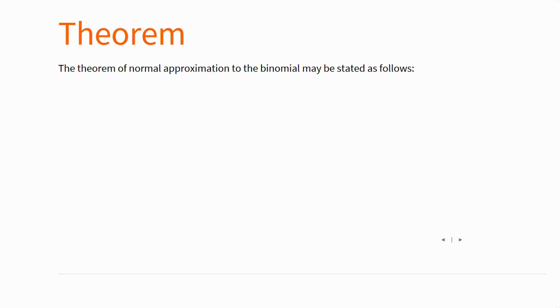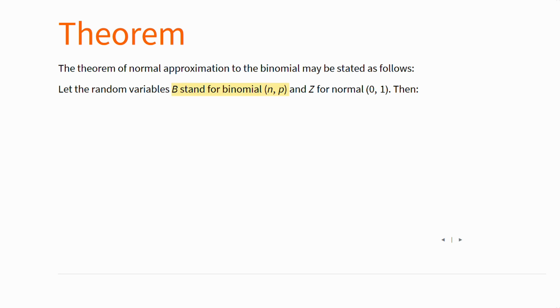So what's the claim? The theorem of normal approximation to the binomial can be stated as: let the random variables b stand for the binomial distribution n, p and z for the standard normal distribution. Then the probability b minus the mean divided by the standard deviation, in other words, b standardized, is between a and b, tends to the probability z is between a and b as n goes to infinity.